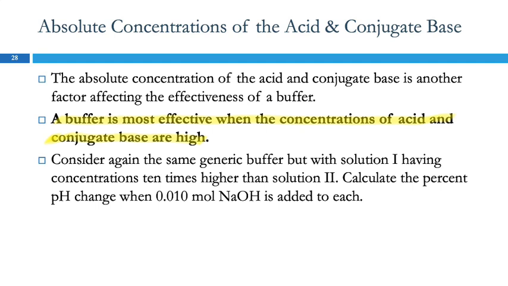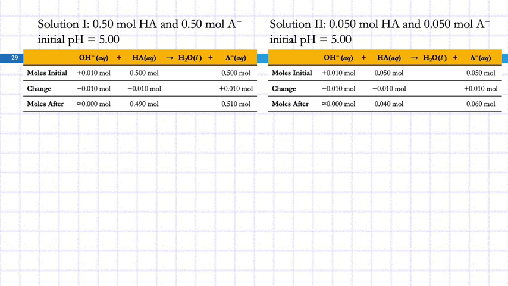So here we're going to look at that same buffer, but now solution 1 has concentrations 10 times higher than solution 2, and again we're going to calculate the percent change in the pH when we add 0.01 moles of sodium hydroxide. So we've got this all written out for us. So here we have 0.5 moles and 0.5 moles, and here we have 0.05 and 0.05. These are both going to have a pH of 5 because the concentrations are equal.